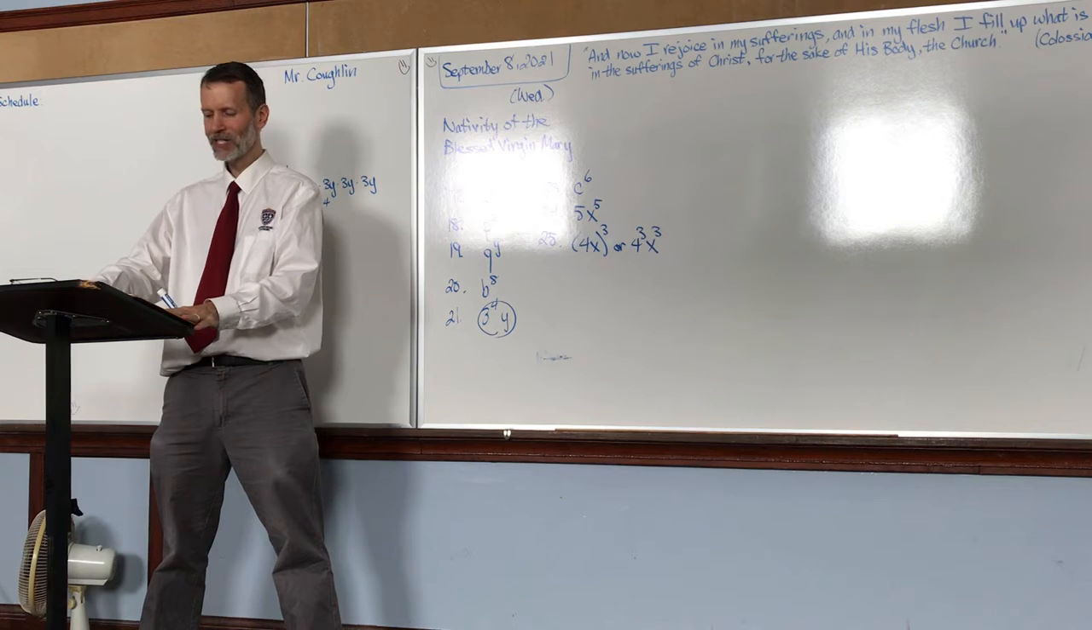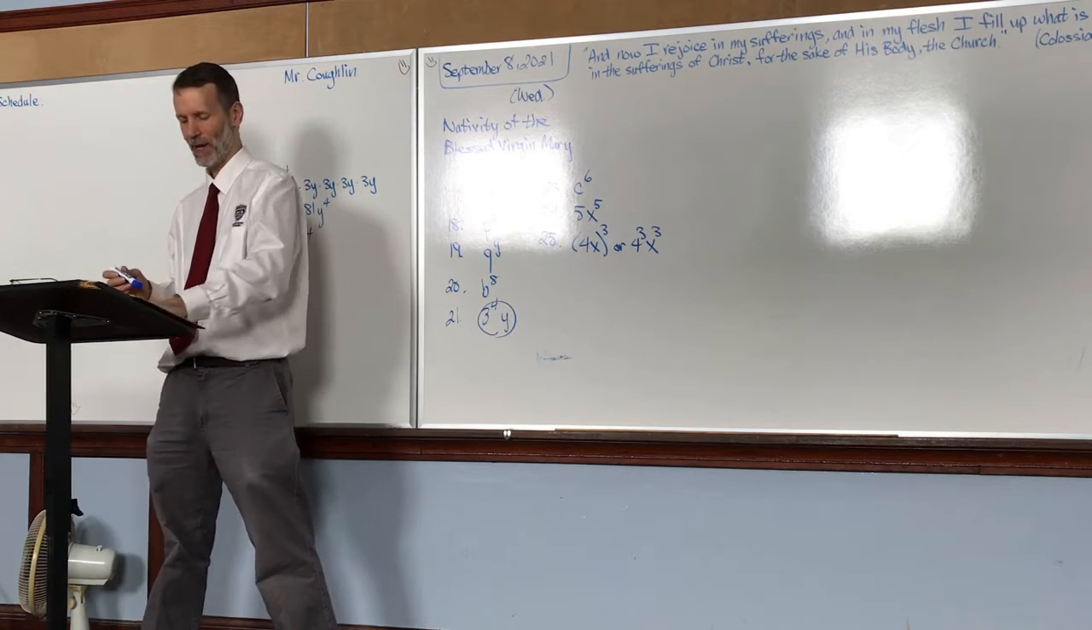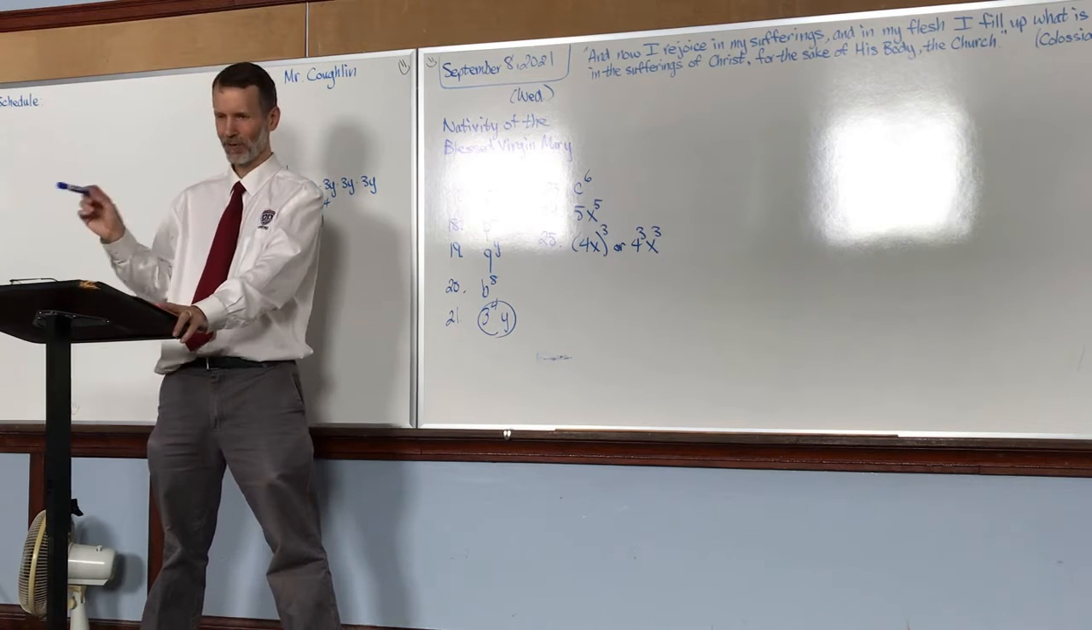37, x to the 6th power when x is 10. What they really want is 10 to the 6th power, which is 1 million. 1 followed by 6 zeros.